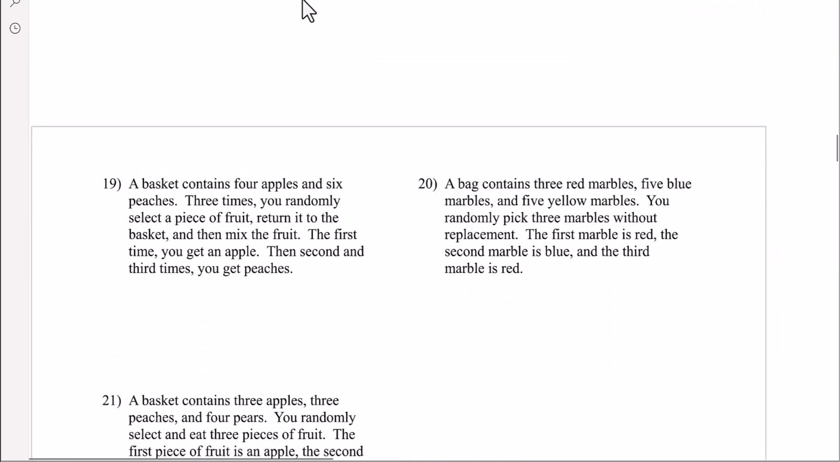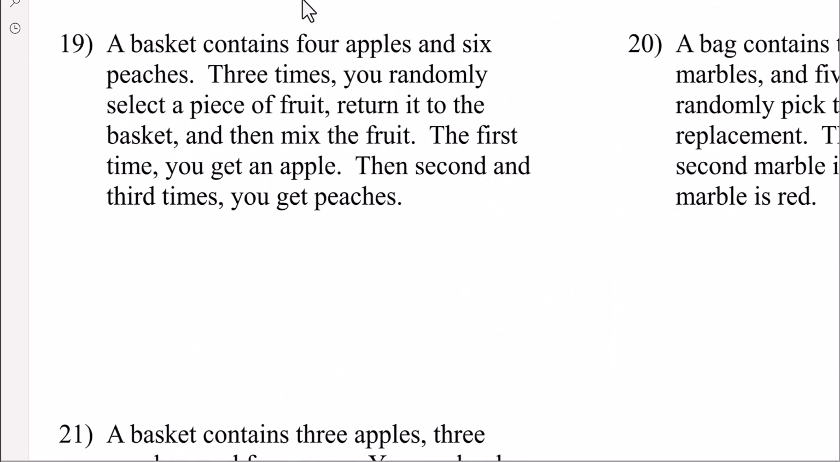Okay, so let's come down here. A basket contains 4 apples and 6 peaches, that's a total of 10 items. Three times you randomly select a piece of fruit, return it to the basket, then mix it. This is a return again, and there are going to be 3 events. The first time you get an apple, so the probability of picking an apple is 4 out of 10. That reduces to 2/5. And that's the first event.